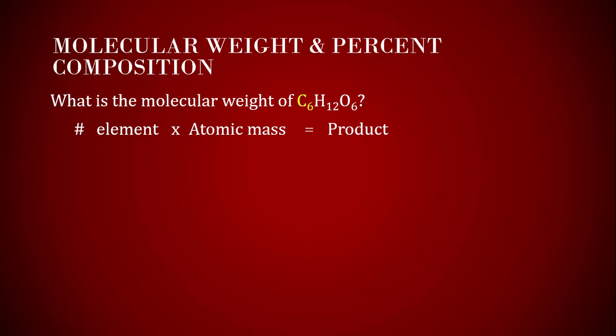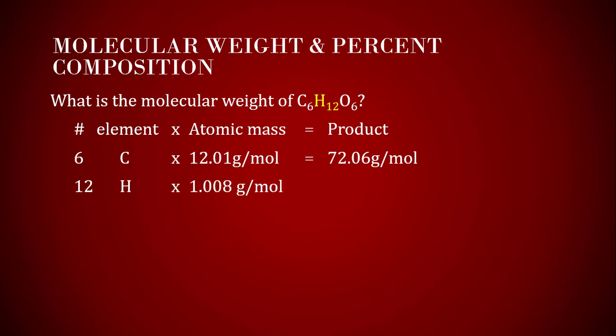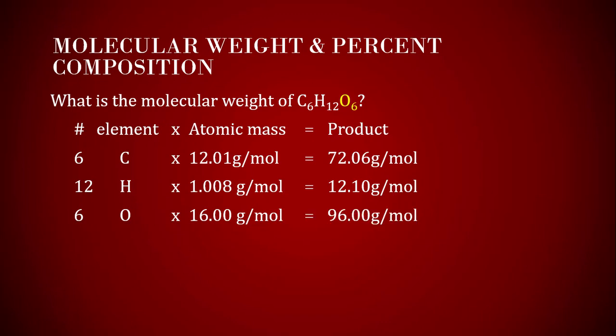So here the first element is carbon, and we have 6 of them. The atomic mass of carbon is 12.01 grams per mole, and so that is 72.06 grams per mole. Now we take a look at the hydrogen. There are 12 hydrogens with an atomic mass of 1.008 grams per mole, and that comes out to be 12.10 grams per mole. The oxygen is remaining. We have 6 of them. Its molecular weight is 16 grams per mole, and you do that multiplication, you get the 96 grams per mole.